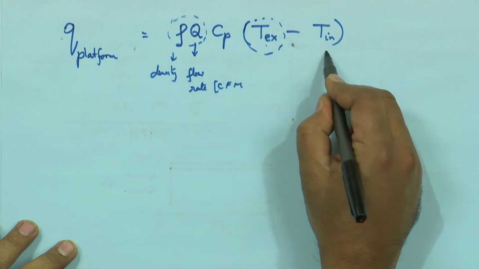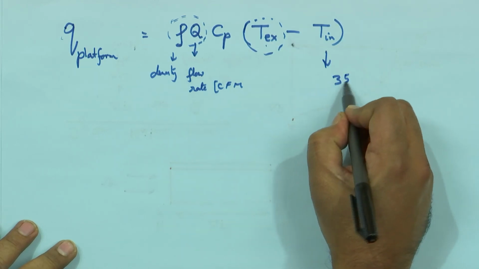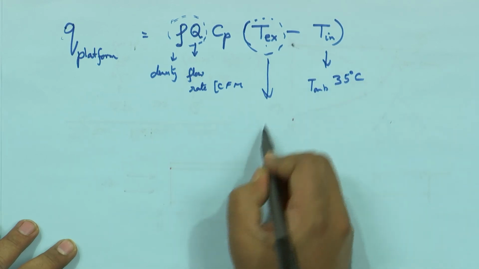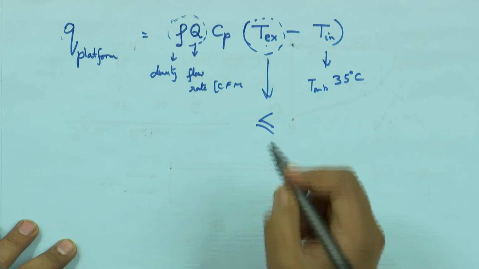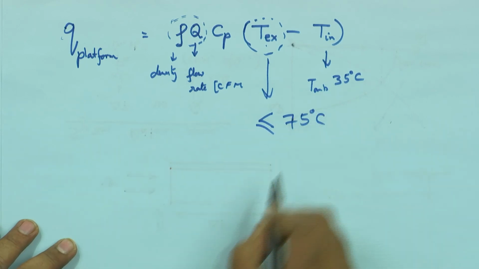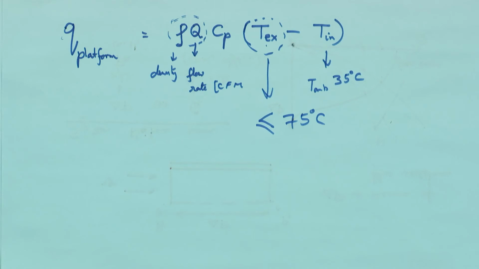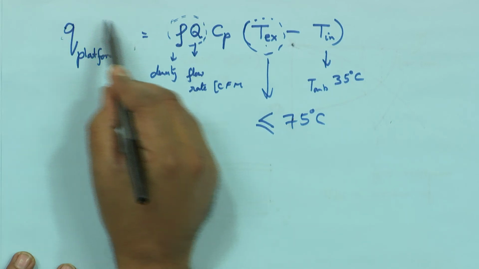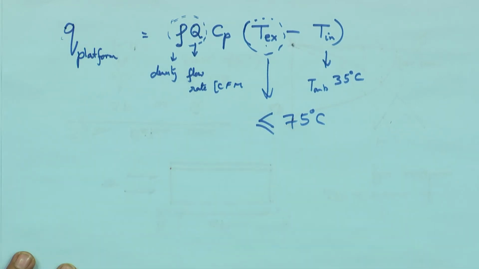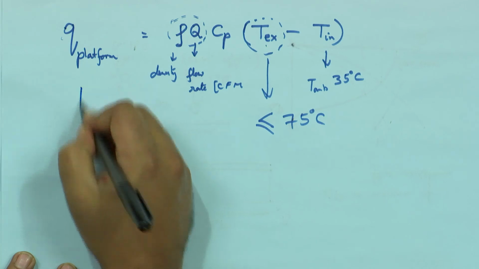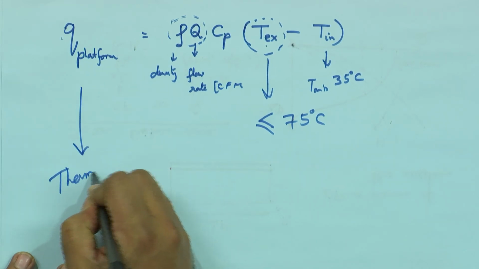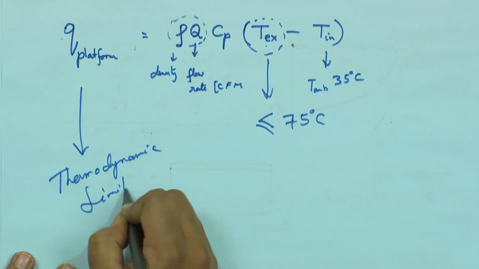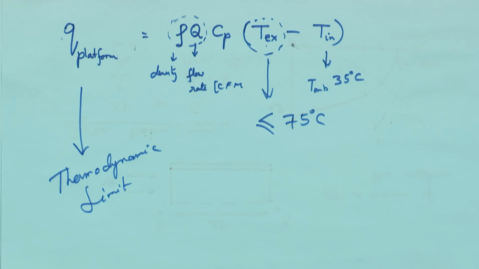Now, I am saying that your ambient, I will design it for 35 degrees centigrade. This I am saying must not exceed, let us say 75 degrees centigrade. 75 itself is quite hot. So, what does it mean? It means that for a given mass flow rate of air, the total power that I can pack into this box is limited, and this is known as the thermodynamic limit. From first law of thermodynamics. Clear?